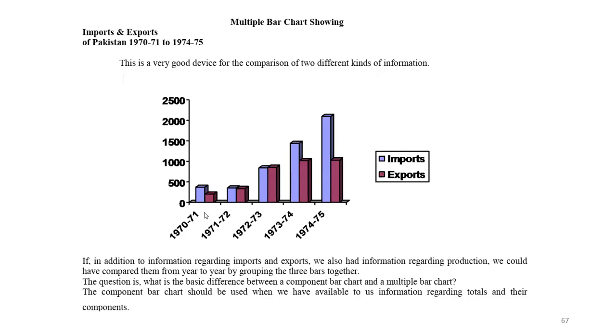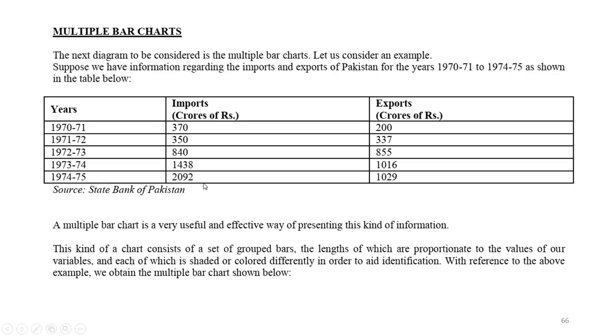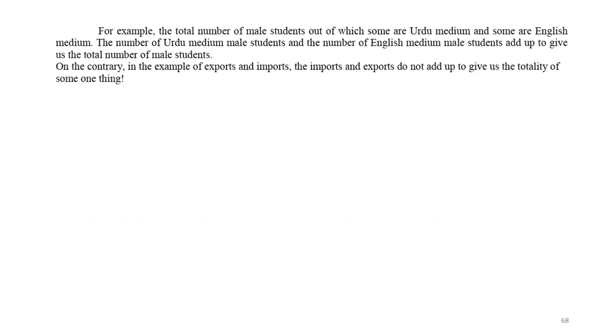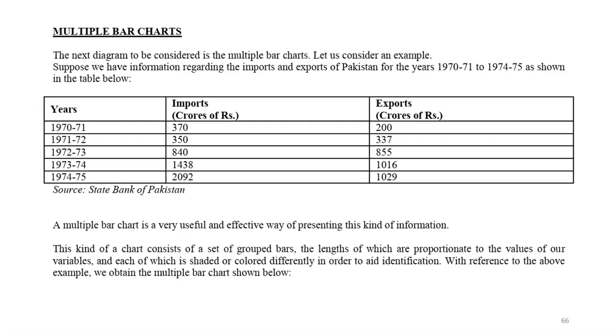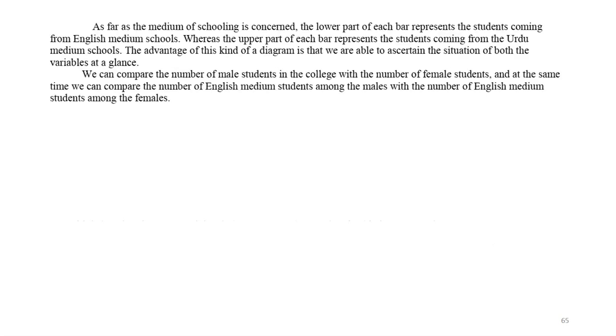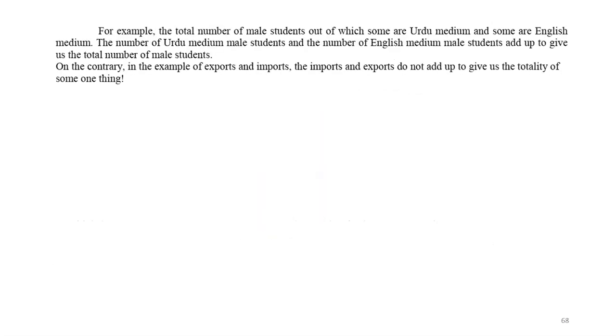In 1971, this is the situation of import. In 1971, this is the situation of export. You will draw both of these charts, not in a single chart like in a component bar chart, where the same category was divided. If the import was divided into other things, then it would be different. This is the difference between the multiple bar chart and the component bar chart.